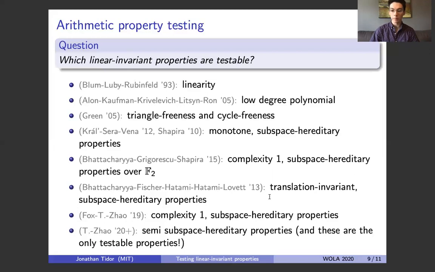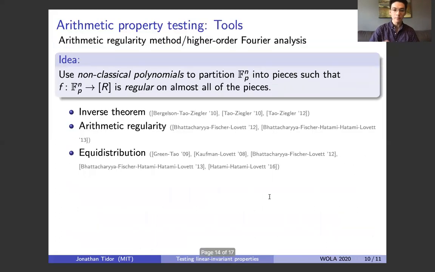So in the last couple minutes I have, I want to tell you about the techniques in some of these previous works and what obstacles those techniques run into and how we overcame those obstacles. So analogous to the graph property testing world, in which the graph regularity method is the main technique, all the previous work uses the arithmetic regularity method. The arithmetic regularity method is also known as higher order Fourier analysis.